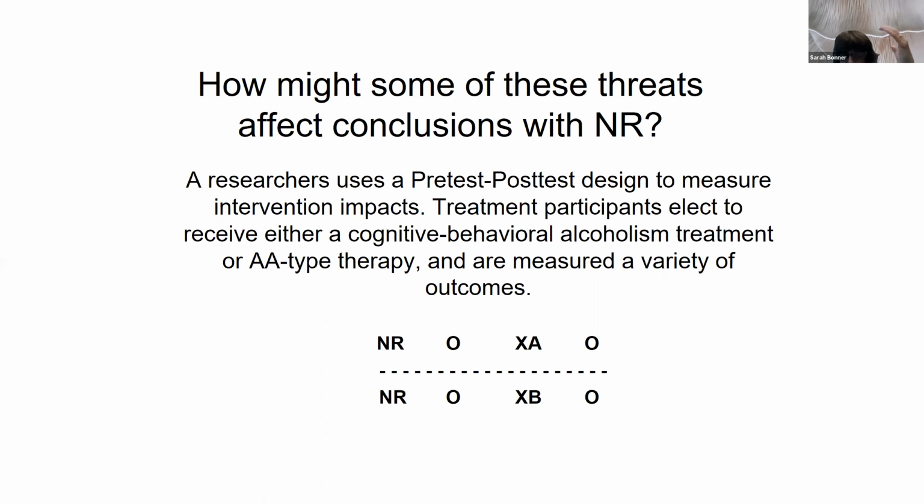Well, okay. So first of all, people selected into what they wanted. It could be that those who wanted cognitive behavioral alcoholism treatment were, for reasons unknown to us, much more motivated. Maybe they were people who'd already tried AA and it hadn't worked. Who knows? We don't know. You see that we don't know? We didn't randomly assign.